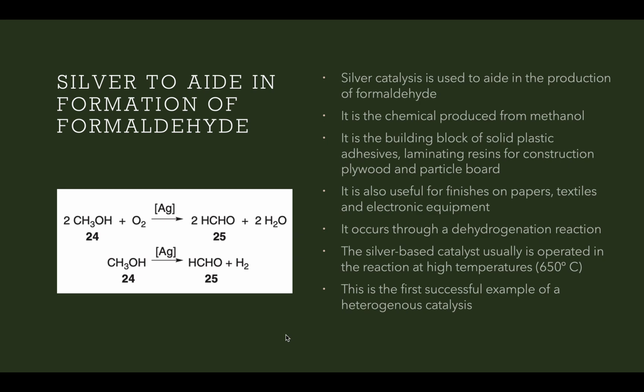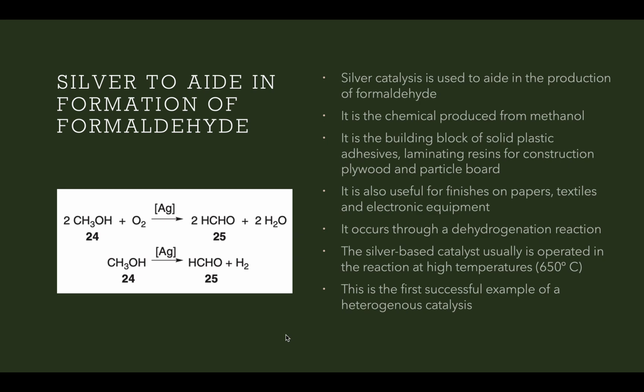It is a chemical produced from methanol to be able to form formaldehyde, which you can see on the left in the reaction scheme. The reaction to form formaldehyde goes through the silver-catalyzed oxidation of methanol and remains the primary industrial process for formaldehyde production.